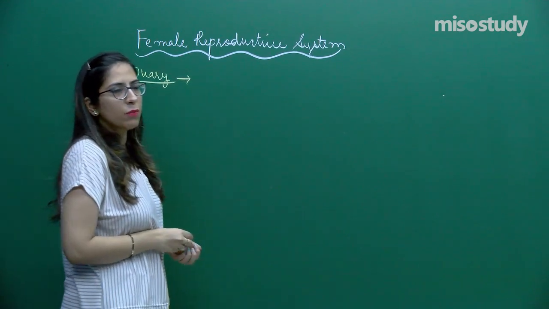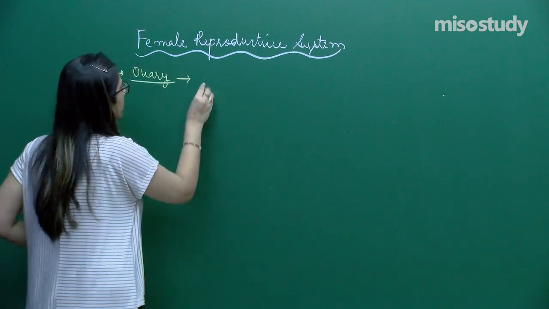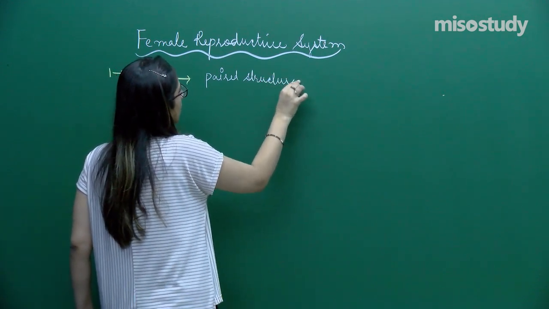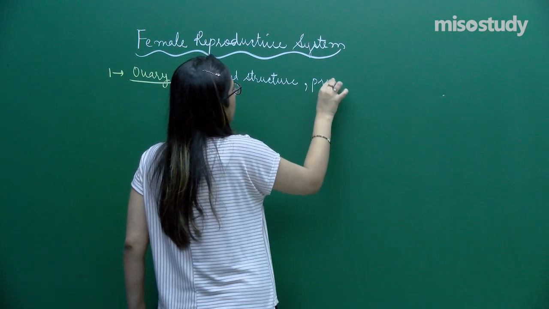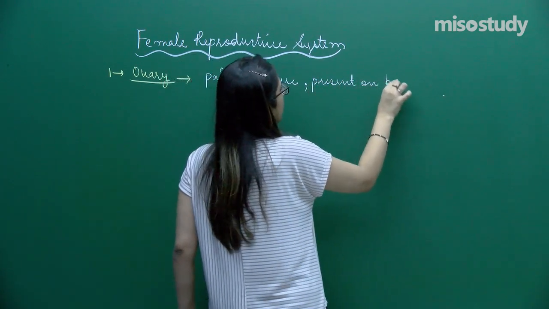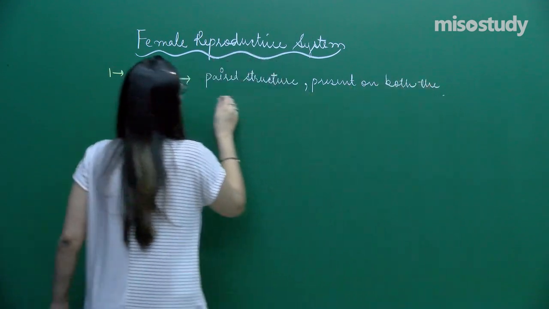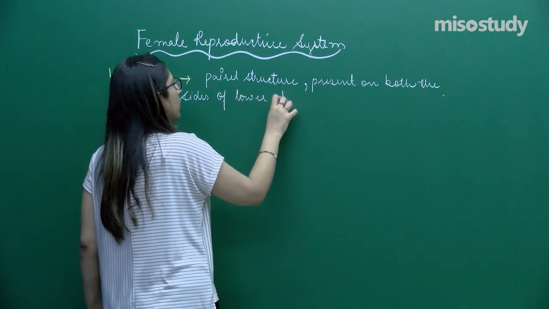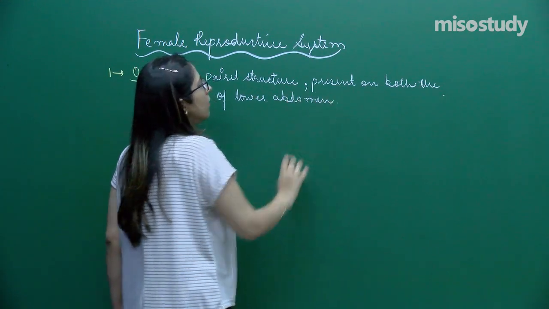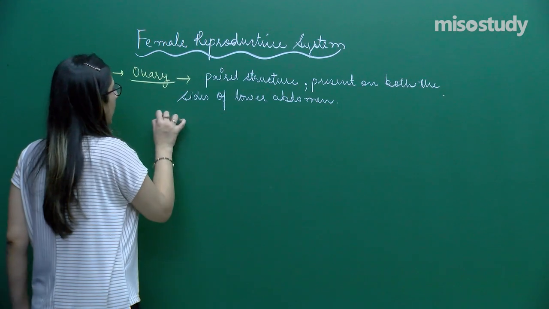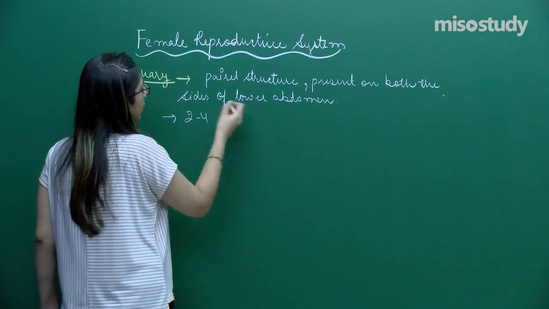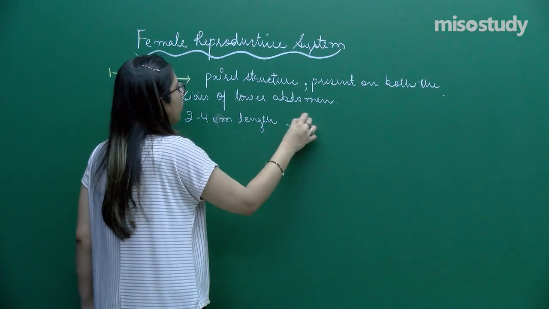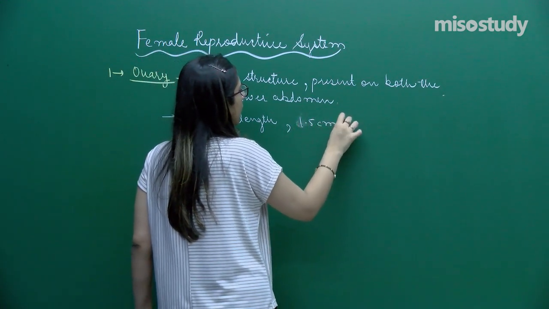The ovary is a paired structure, which is present on both sides of the lower abdomen. When we see the exact dimensions, they are around 2 to 4 centimeters in length and around 1.5 centimeters in width.